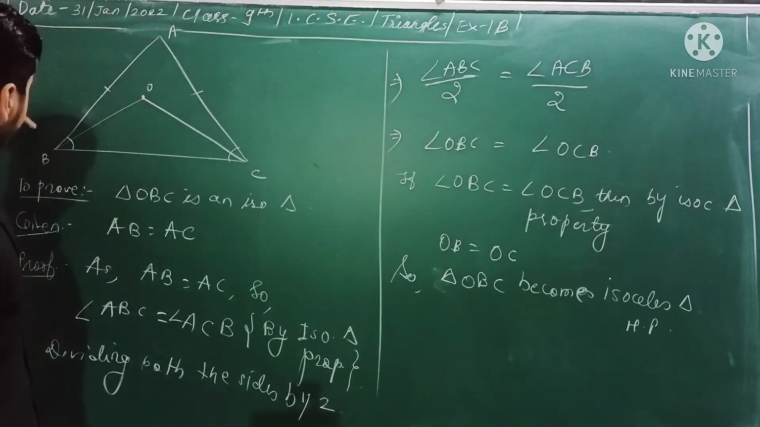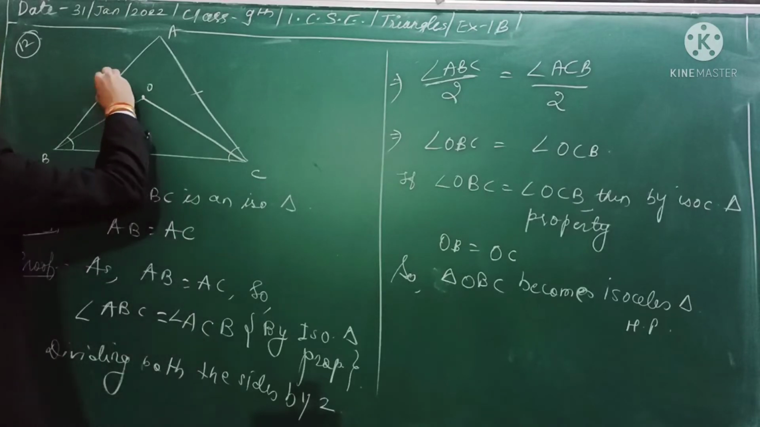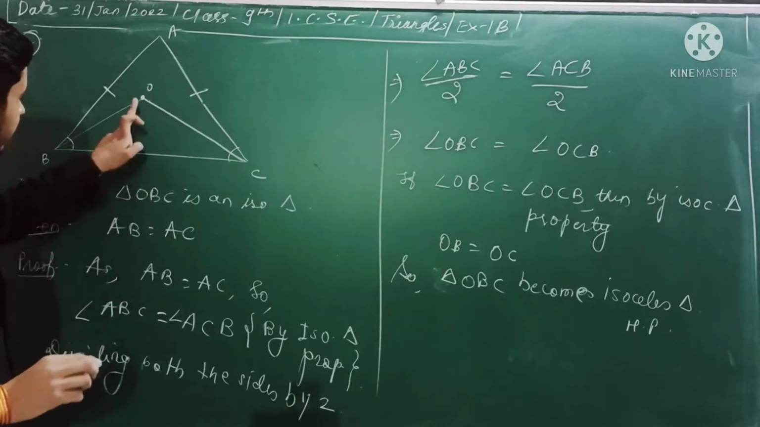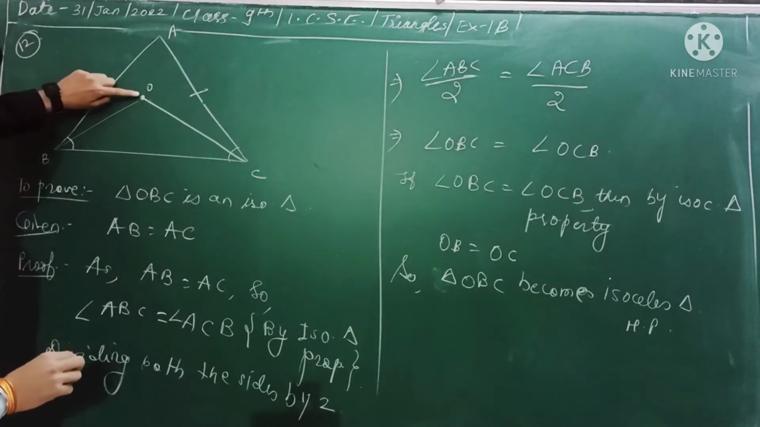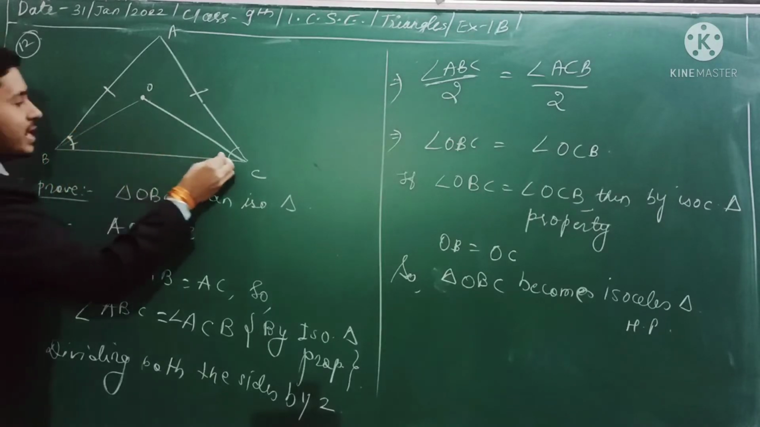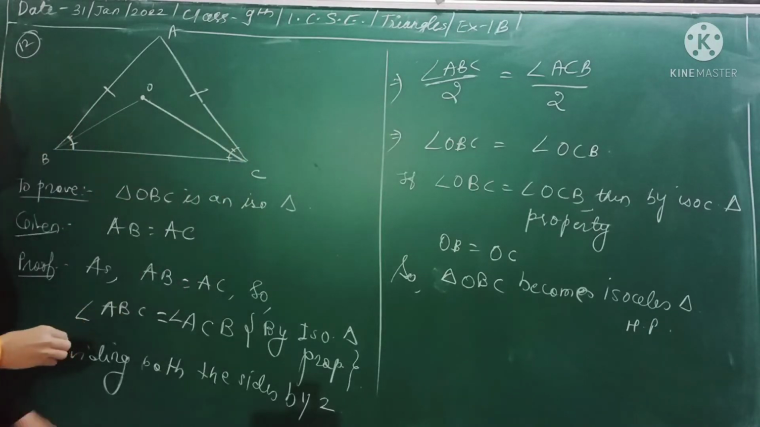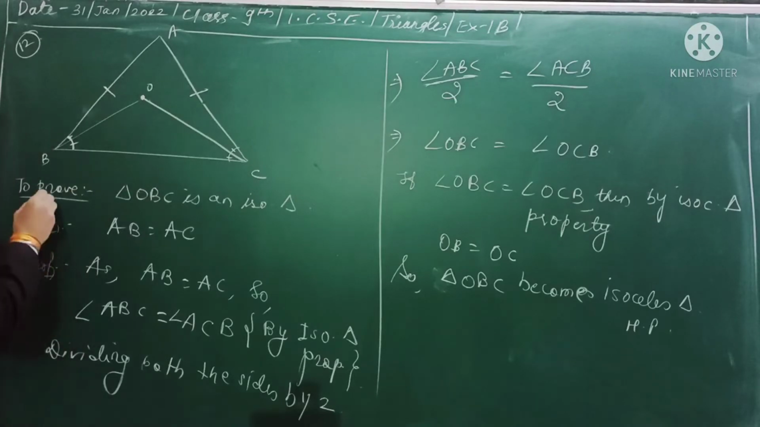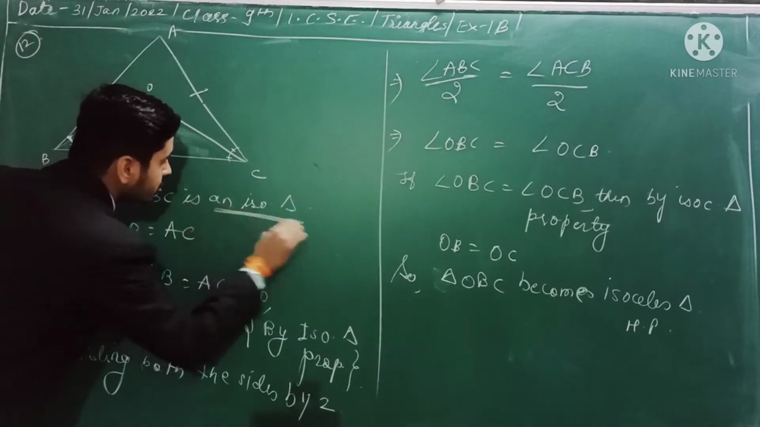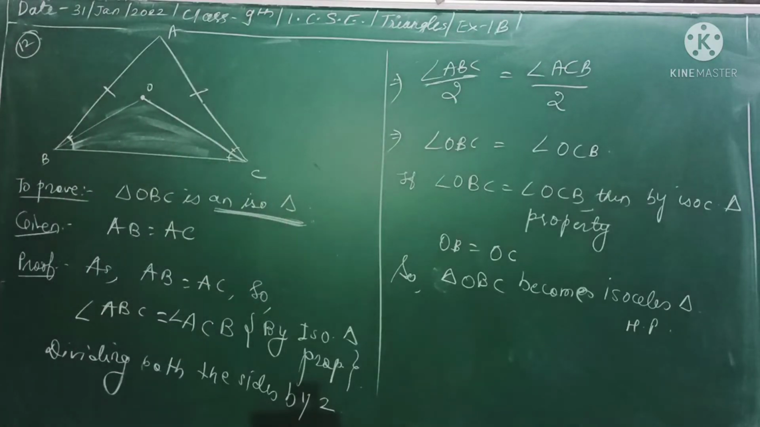Okay, so this is an isosceles triangle ABC where AB is equal to AC. A point is taken inside the triangle such that when you draw a line from here, the angle is bisected. That means this angle is bisected by this line, and here also the angle is bisected by this line. So we have to prove that this triangle which is formed is an isosceles triangle. Okay. So given AB is equal to AC.